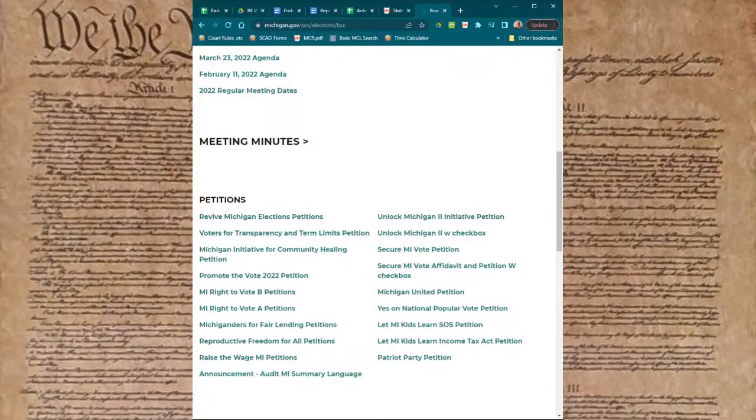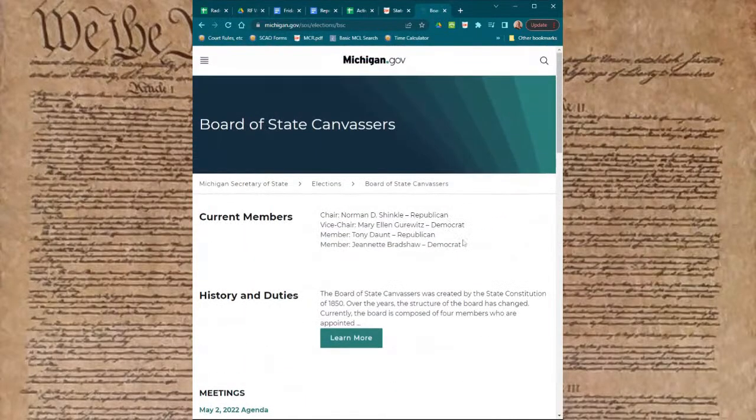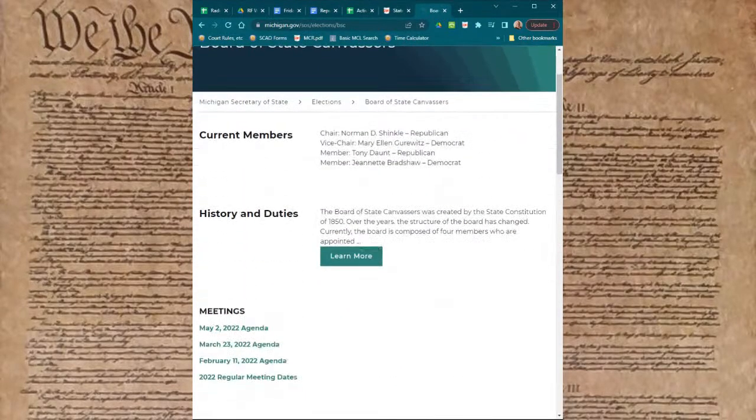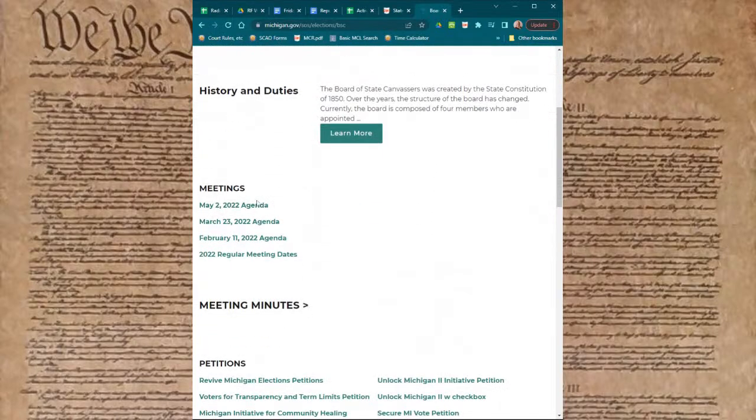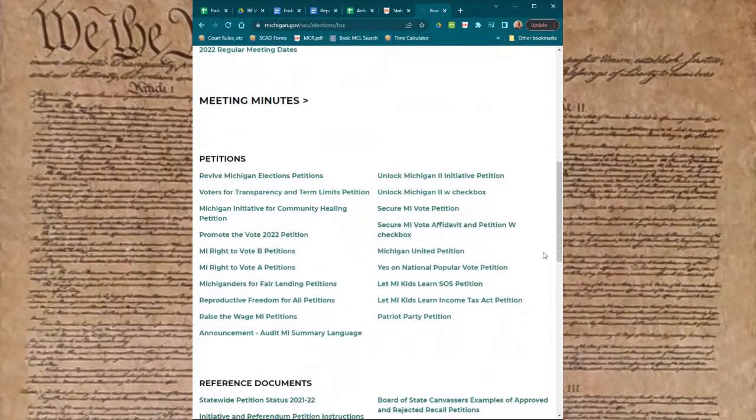michigan.gov/sos/elections/BSC, Board of State Canvassers. And this is the one where there is some good information. It talks about who the current members are, the history and duties, the meeting agendas, meeting minutes, all very important information. But the biggest thing I wanted to bring you to was this section right here that shows the current petitions in the state of Michigan.